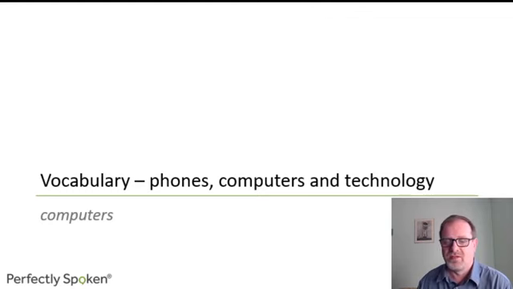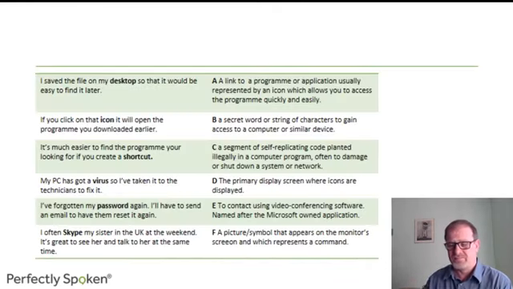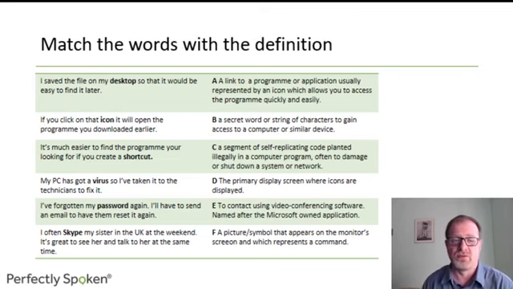Settings on your phone or indeed on your computer. Okay, now we're going to look at specifically computer language here, and this time I'd like you to match the words with the definition. So I saved the file on my desktop so that it would be easier to find it later. Desktop. What is the correct definition of desktop? You can look at A to F on the right-hand side. Is it a link to a program or application, usually represented by an icon, a secret word or string of characters, segment of code planted illegally in a computer program, primary display screen, contact using video conferencing, or a picture symbol that appears on the monitor screen?